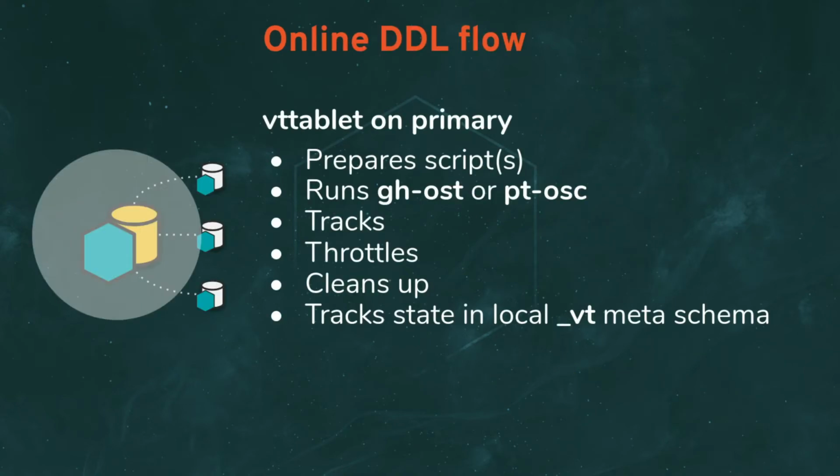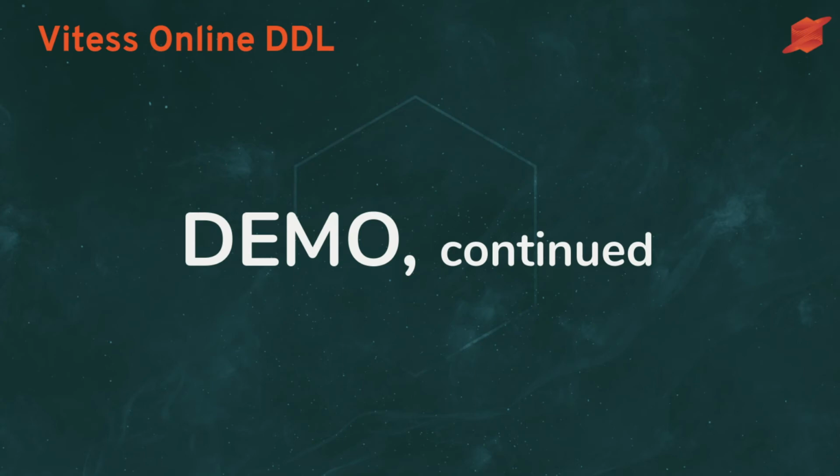VTTablet on the primary prepares the scripts. It schedules the migration. It runs the migration in its own good time. It makes the choice on when to run the migration. So it prepares the scripts, it runs gh-ost or pt-online-schema-change, it tracks the runtime, it throttles as needed, it cleans up after completion, and it also stores the state in a _vt meta schema, in a table called schema_migrations on the clusters themselves. So we will break that down a little bit further shortly. Let's meanwhile continue the demo.